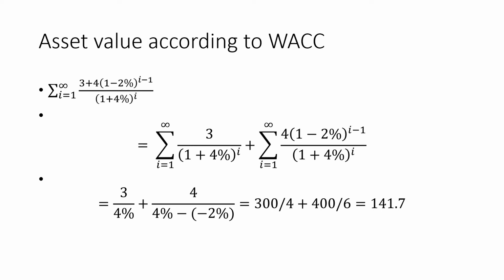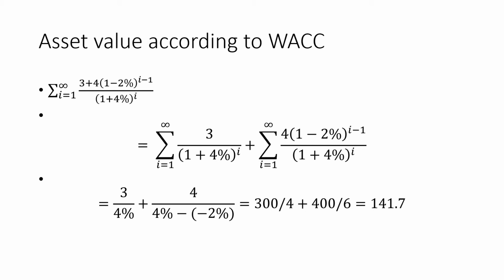And we separate them into two terms. One term is debt, the other term is equity. The first term, debt, is 3 divided by (1 plus 4%) to the power of i, from 1 to infinity. And the answer is 3 over 4%. The equity part is 4 times (1 minus 2%) to the power of i minus 1, divided by (1 plus 4%) to the power of i. That's the WACC discounting. We add terms from 1 to infinity, which is equal to 4 divided by 4% minus negative 2%.